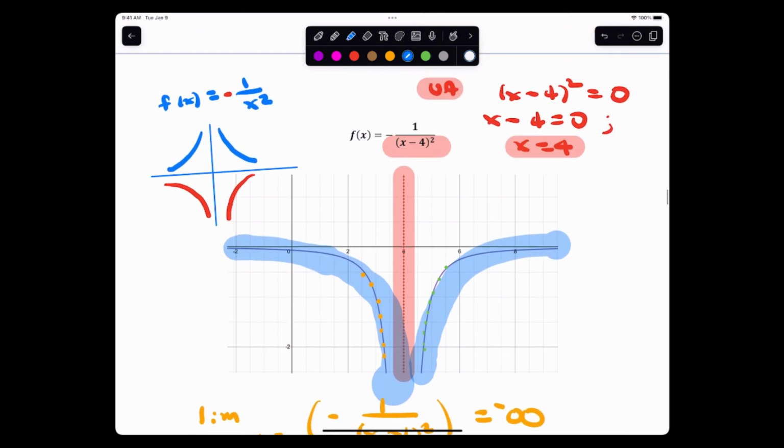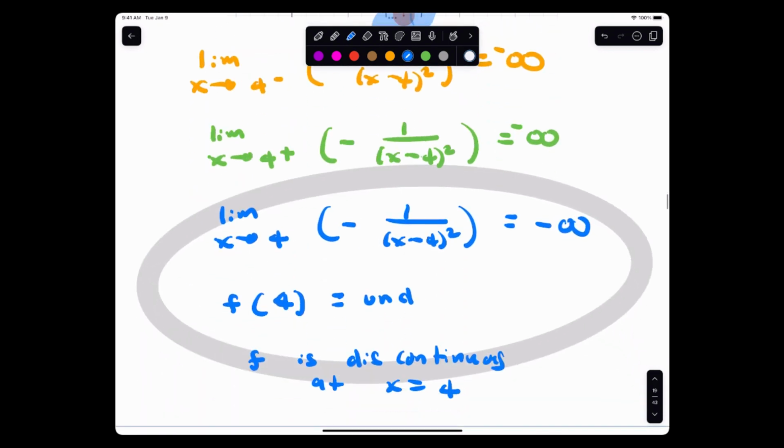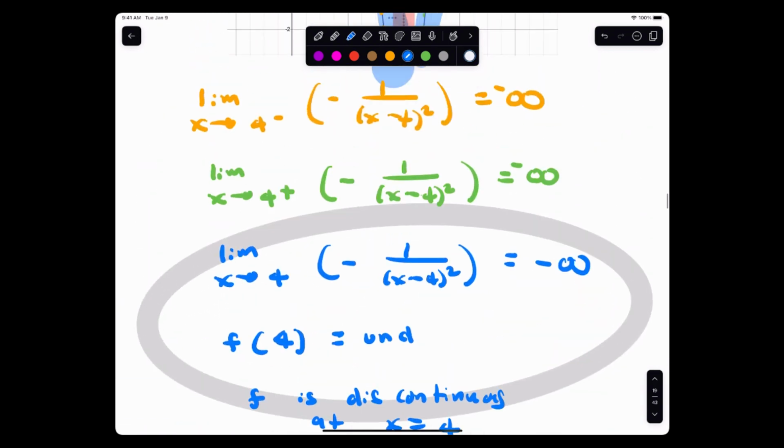So again, they like to test you on limits at vertical asymptotes. They want to see, do you know what's happening with your curve at the vertical asymptote? They love doing that. Common thing to do. Anybody have any questions on that one?